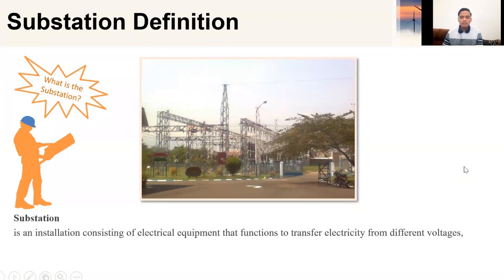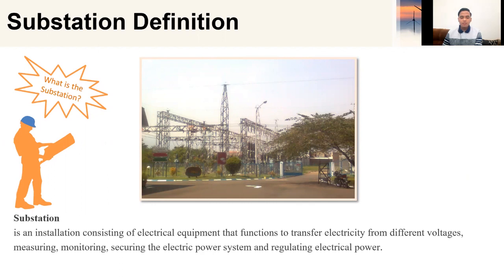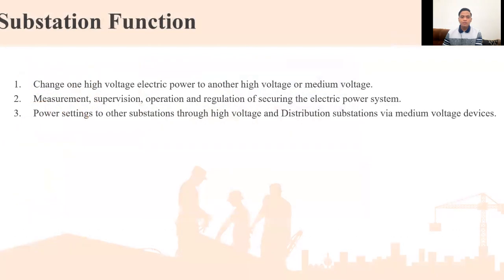A substation is an installation consisting of electrical equipment that functions to transfer electricity between different voltages, measure, monitor, and secure the electric power system, and regulate electrical power. The next is the substation function. Number one is changing one high voltage electric power to another high voltage or medium voltage. Second is measurement, supervision, operation, and regulation of securing the electric power system. The third is power setting to other substations through high voltage, and to distribution substations via medium voltage devices.